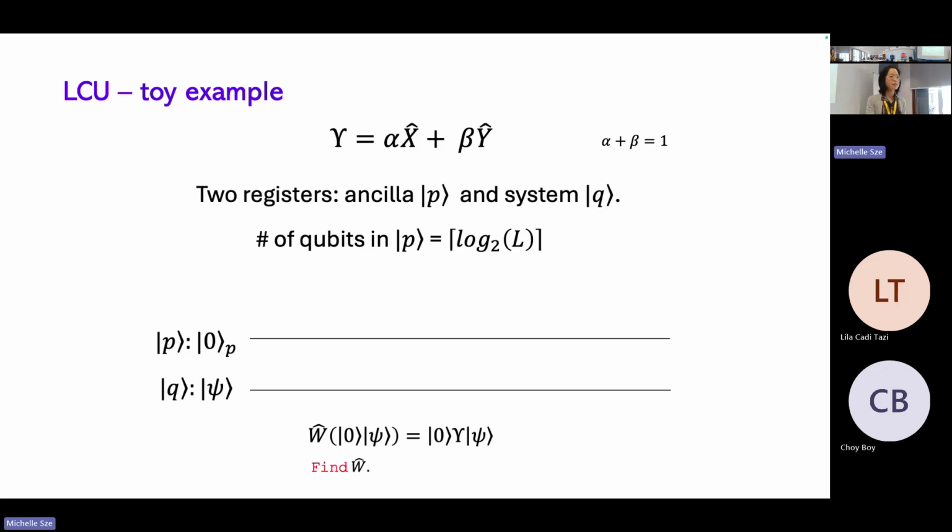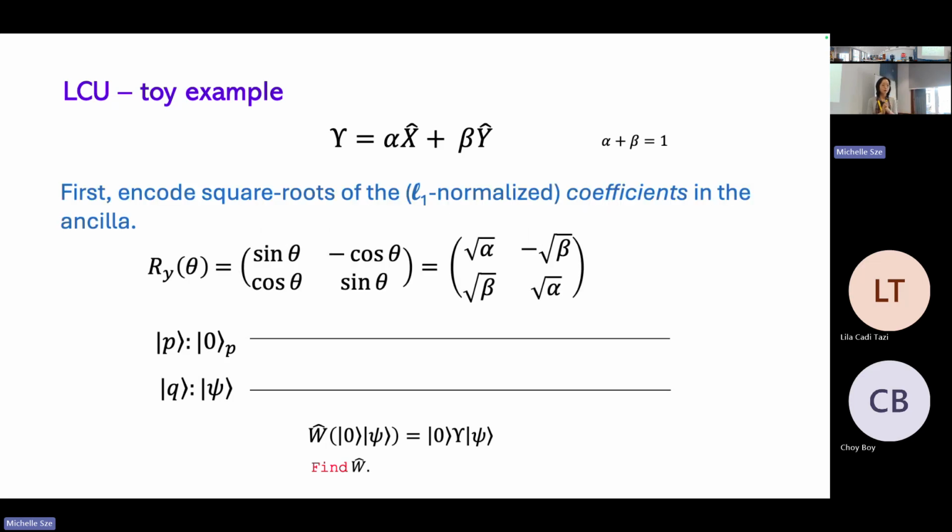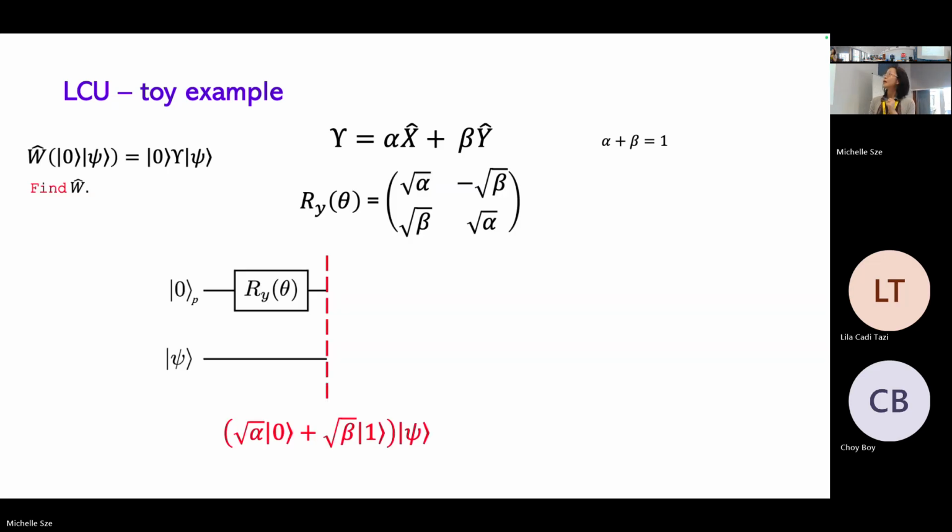The problem is really finding a circuit representation for this walk operator W. First, we encode the square root of the L1 normalized coefficients in the ancillary register. We can do this by using this rotation gate or RY gate given by this expression. If you do that, your system state will remain unchanged, and your ancilla now will have the square root of the coefficients.